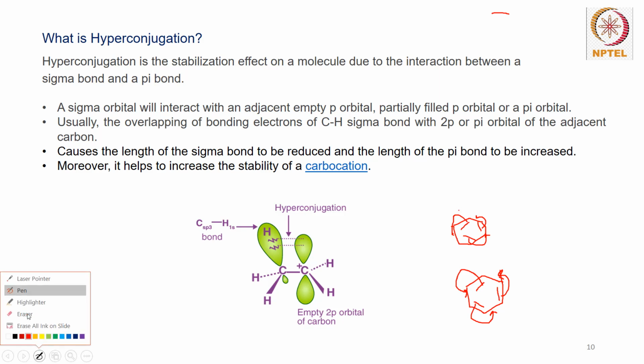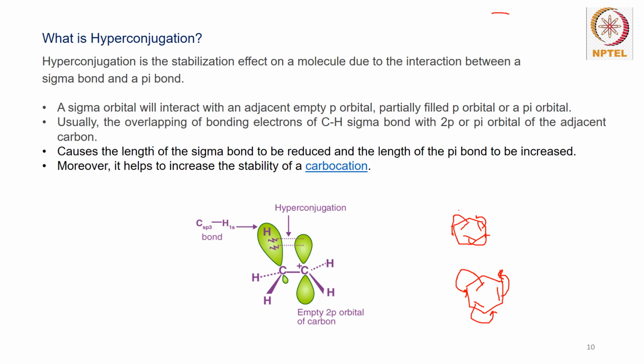So let's see what the criteria are. The sigma orbital will interact with an adjacent empty pi orbital. Here you can see this C-H sigma bond gets involved with the empty p orbital of the adjacent carbon. Usually it is the overlapping of the bonding electrons of the C-H sigma bond and the 2p orbital of the adjacent carbon. And due to this hyperconjugation, what is the result?